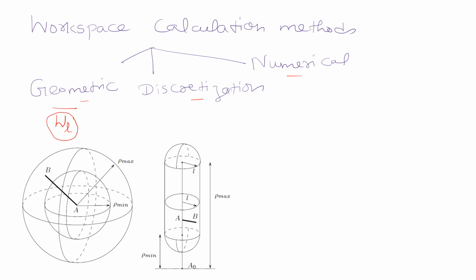Consider, for example, a 6 DOF UPS robot, and assume that the only constraint is that the length of the leg has to lie in a range, say rho min and rho max. That is the only constraint given. So the extremity B of the chain is constrained to lie in a volume which is comprised between the spheres with center A and with radius rho min and rho max, right?